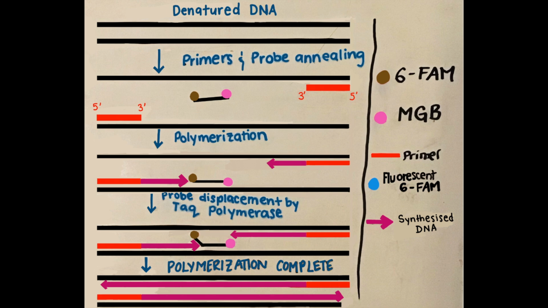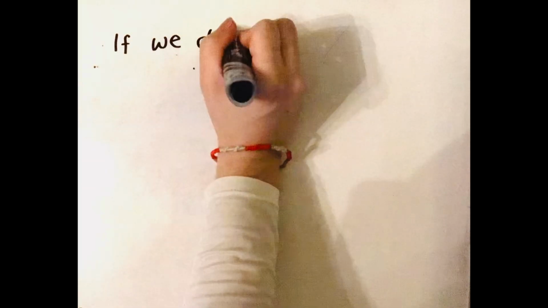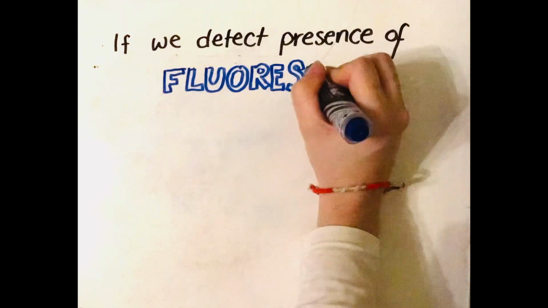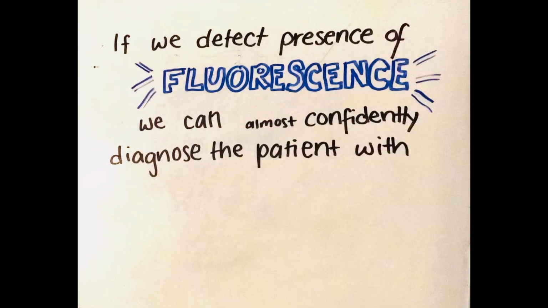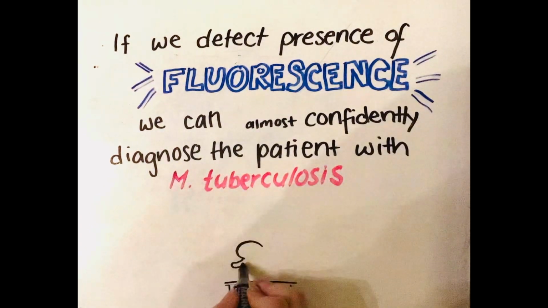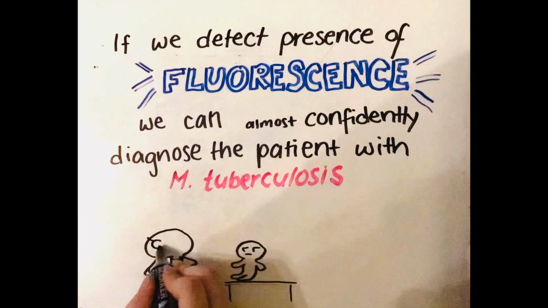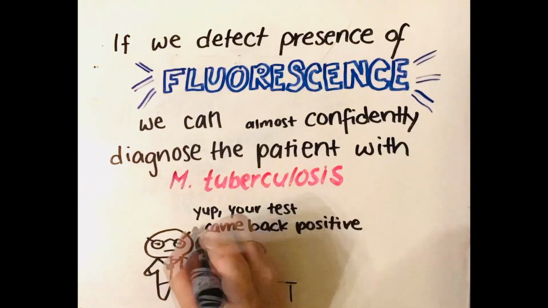Now, the process is exactly the same as before. Instead, we use a probe labeled with 6-FAM that emits a blue light attached to the 5' end and the MGB quencher linked to the 3' end. Now, if we detect a strong presence of this blue fluorescent signal, we can almost confidently diagnose the patient with M. tuberculosis. This allows for a fast and accurate diagnosis from the doctor to the patient.